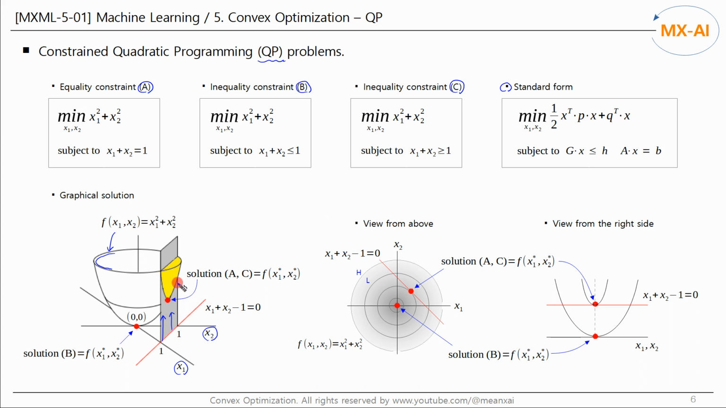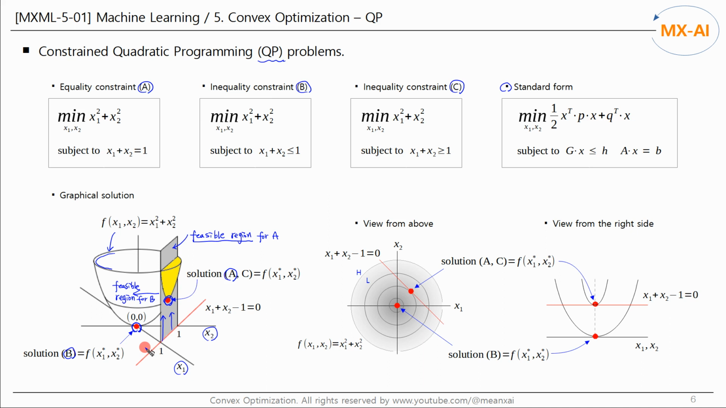The solution to the first optimization problem, A, lies at this point. This gray plane is the feasible region for A. And this point is the point in that region where the objective function value is the smallest. The solution to the second optimization problem, B, lies at this point. This is because the region to the left of this gray surface is the feasible region for B. And this is the point in this region where the objective function value is the smallest.